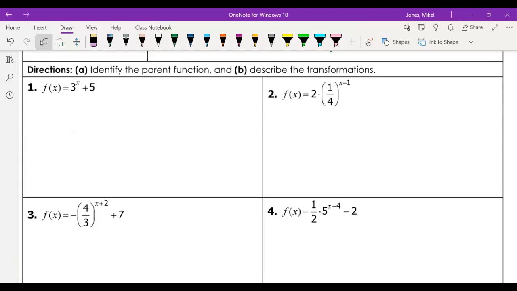Okay, so what's the parent function here? The parent function is y equals 3 to the x. Good. And then what is that plus 5 going to do to that function?